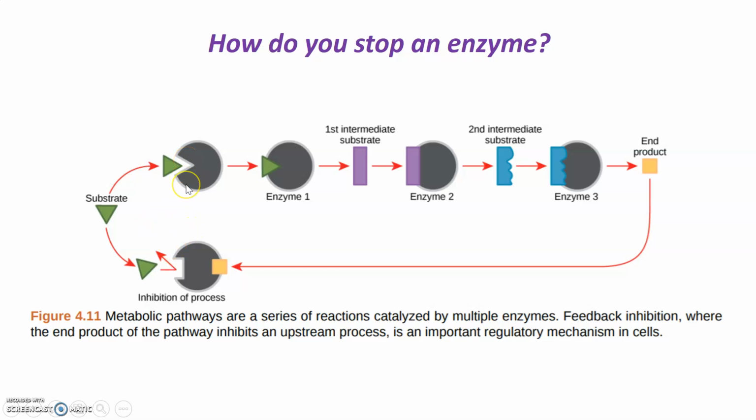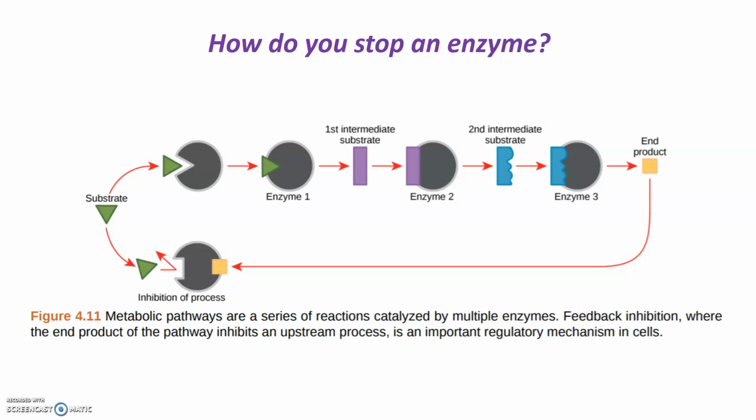You can also have a kind of different inhibition where there's another triangle-shaped molecule that's not the substrate that binds here into Pac-Man's mouth and stops the substrate from binding. That's known as competitive inhibition because you have substrate and another triangle-shaped molecule competing for the same active site on an enzyme. And that's another way you could stop it.